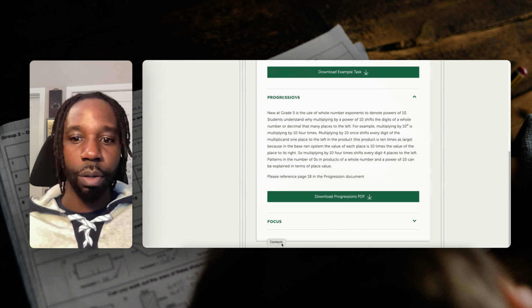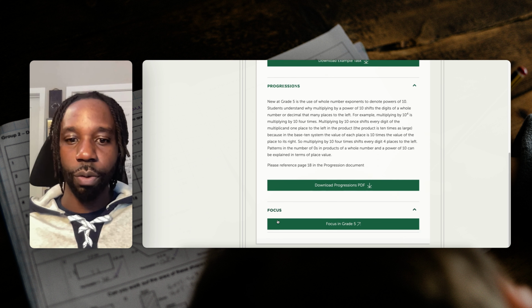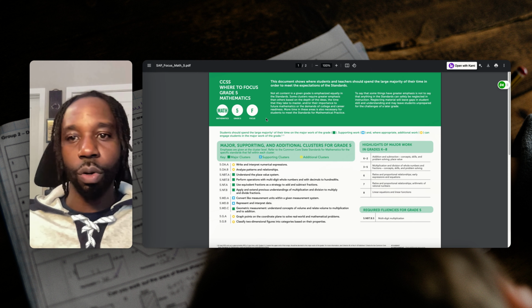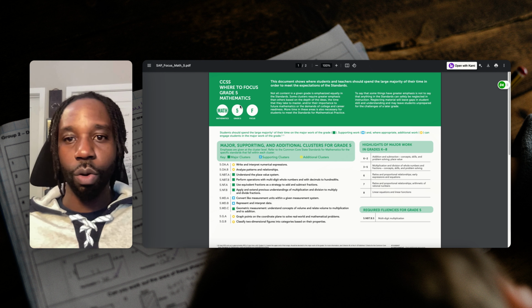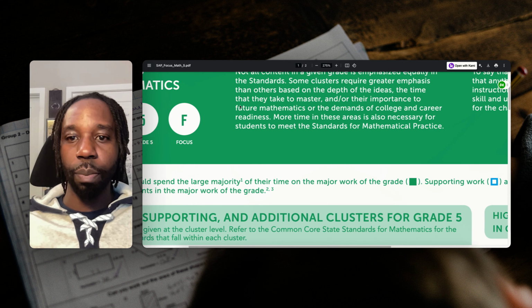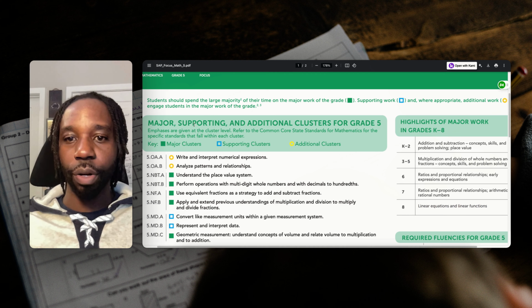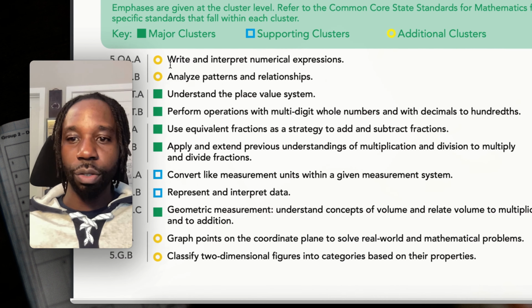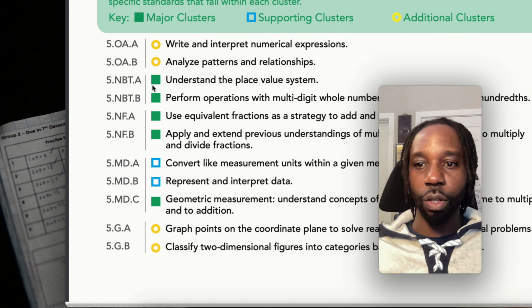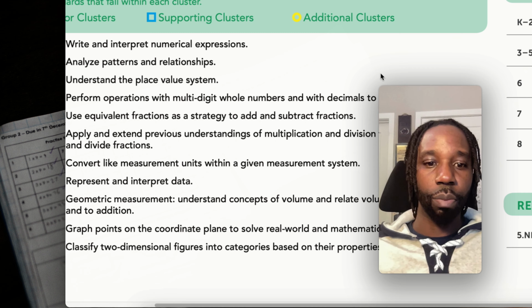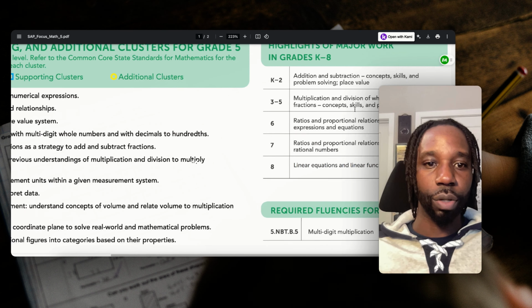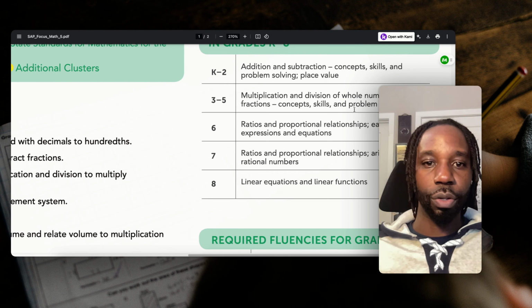So next is the focus document, and if you haven't seen this before, this is also from Achieve the Core, and they map out the major, supporting, and additional clusters for whatever grade level. So in the green, we have the major clusters, the blue are supporting, and the yellow circles are additional. And over here, it shows the major work of the grade too. So that's some great information as well.